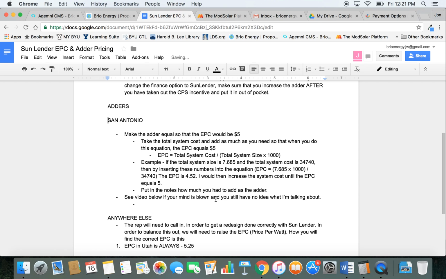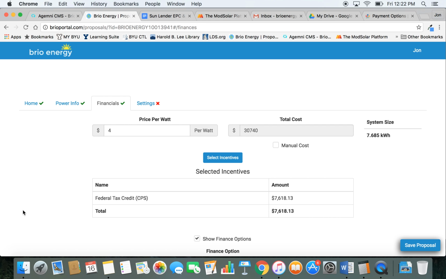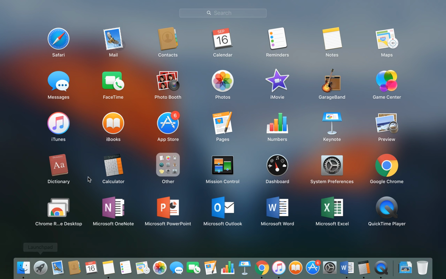So the equation is the EPC equals the total system cost divided by the total system size times 1,000. So it's total system size times 1,000 first. Then you take the total system cost and you divide it by that number. So in this example, I'll set this up for you.